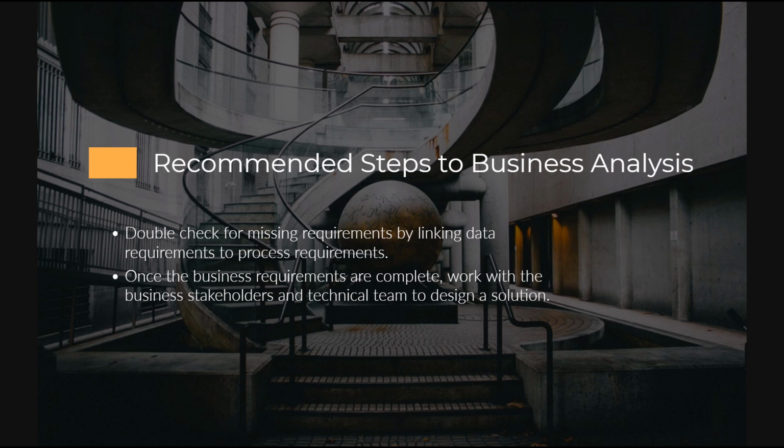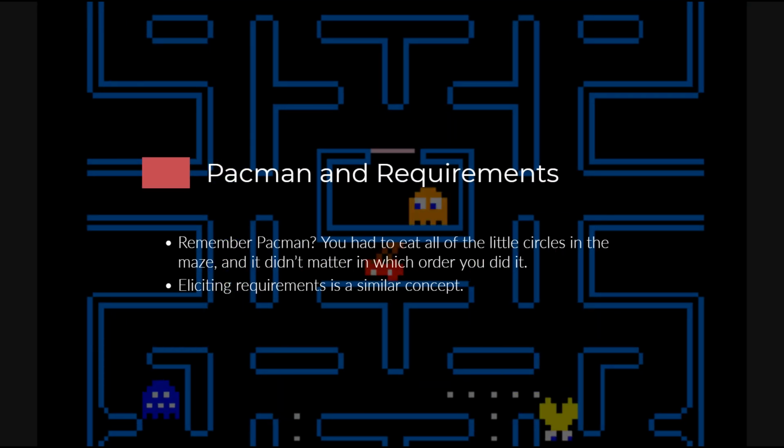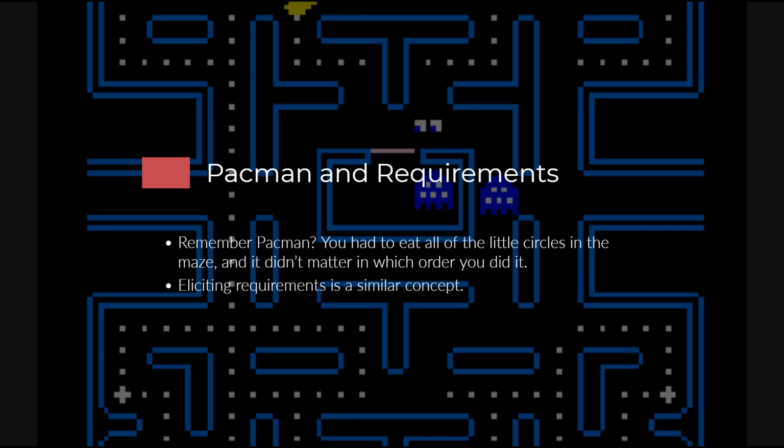I want you to keep in mind that it is not your job to design the solution, but you do need to support the technical team and be available to them to answer questions that they're going to have related to those business requirements. Do you remember Pac-Man, a game, I think that was back in the 80s?